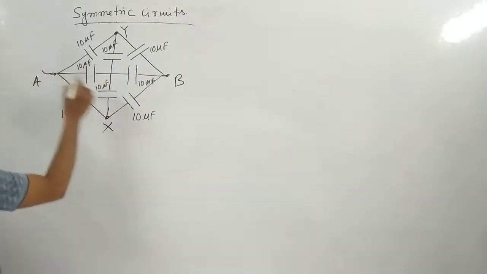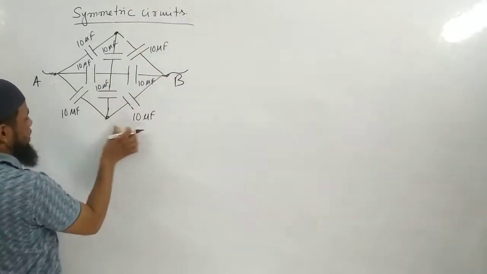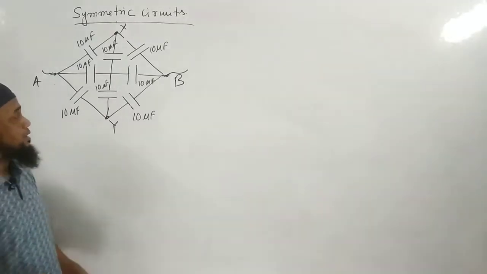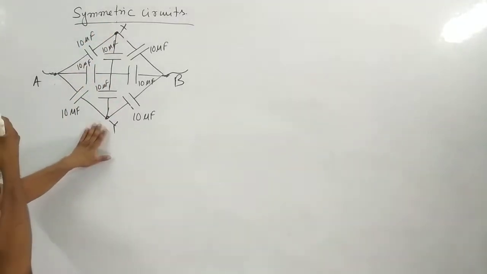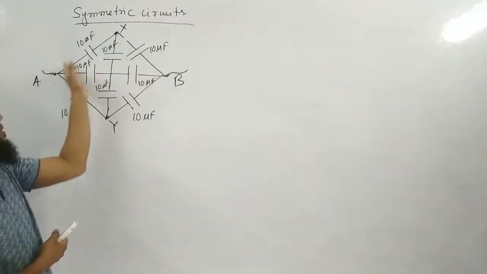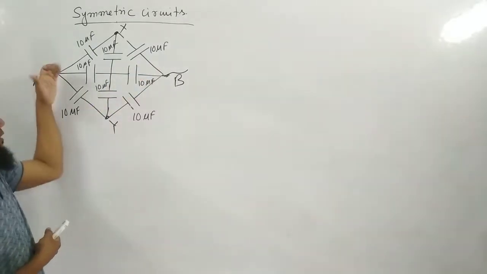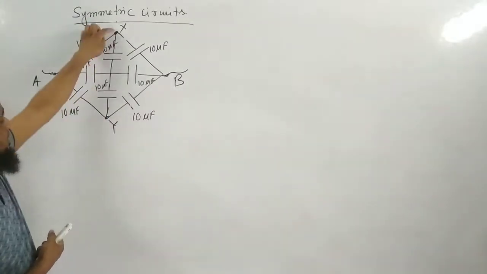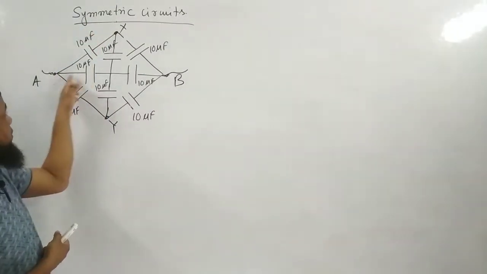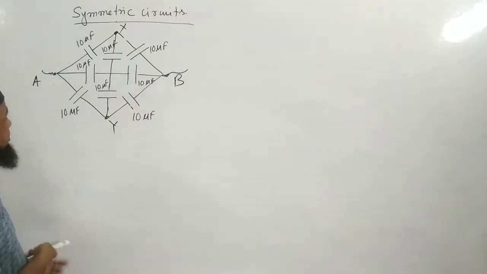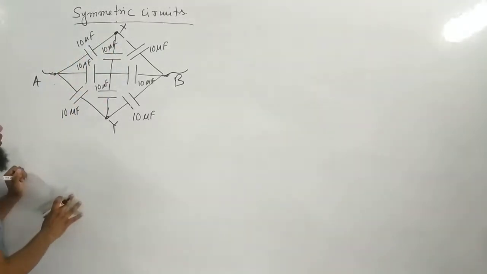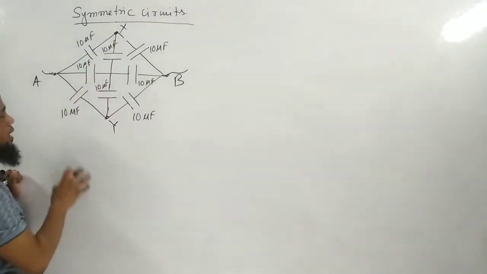Okay, so if you look at this circuit carefully, if I call this particular point x and this particular point y, and I say x and y are identical points, will you understand what that means? Look carefully at the circuit: going this way, you get 10 microfarad and 10 microfarad, and this way also 10 microfarad and 10 microfarad. If this is the case, then x and y are exactly the middle point. This way also 10 and 10. So from these situations we understand that x and y are exactly the same point.